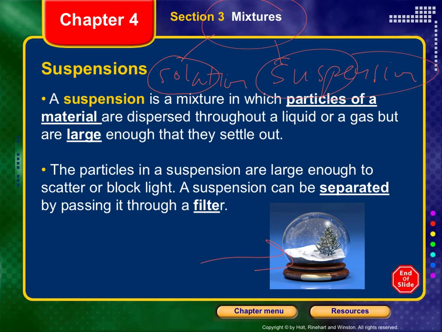And they also can scatter light because they're big particles here. And you can also take the particles of a suspension and pour them through a filter, and you can filter them out.